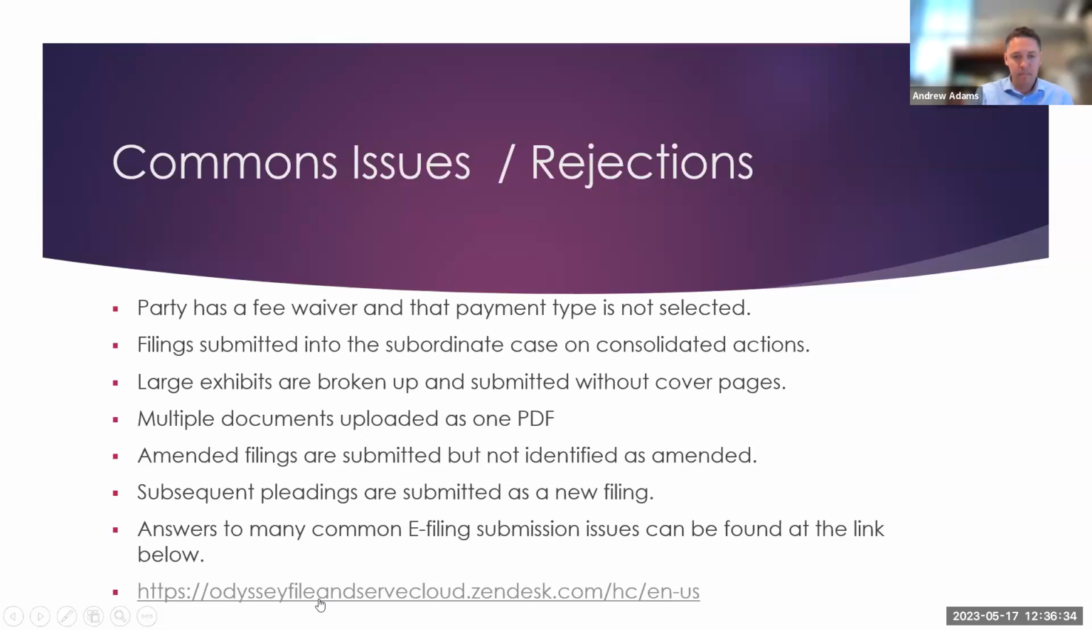All right. Some of the other things I'd say is filing submitted matters into a subordinate case on consolidated actions. A lot of times the clerk will actually accept it and the filing will reject out. When it rejects out, it doesn't tell you, it just tells us. Then the court has to go back into it, figure out what happened, and send it back to you and say, hey, please submit into the master case. That happens more on things like CMCs where those have been consolidated. Just make sure you're using the master case number.